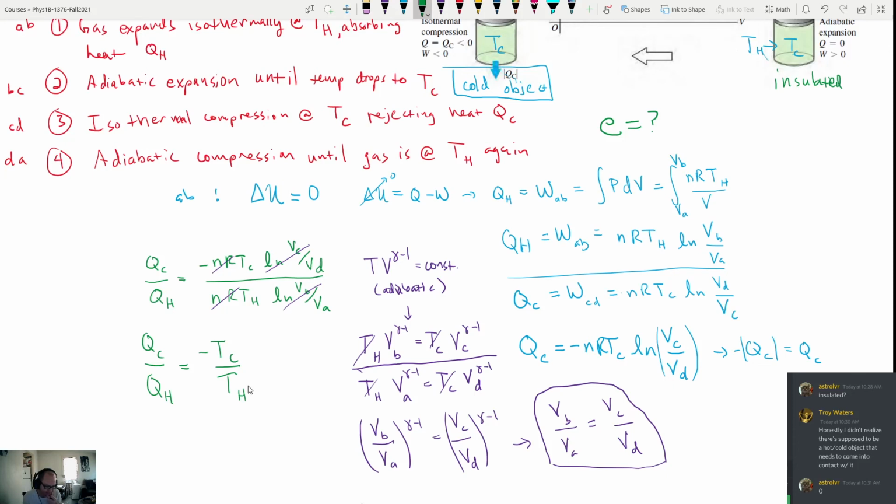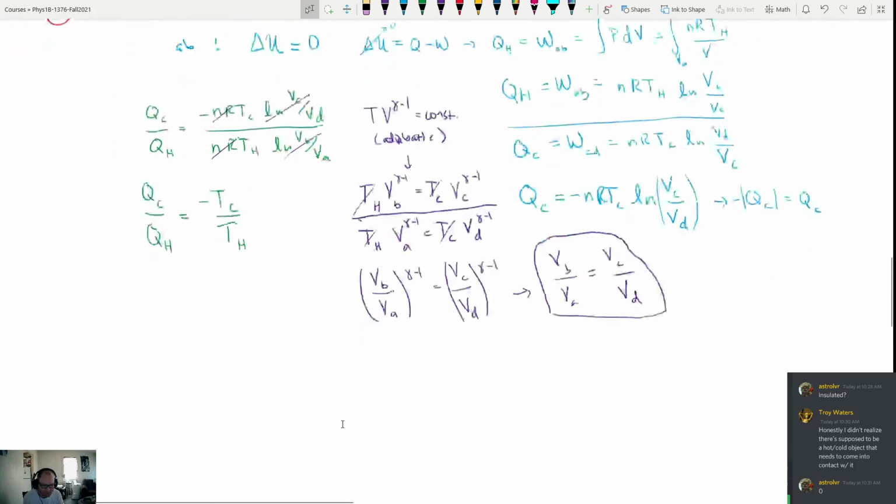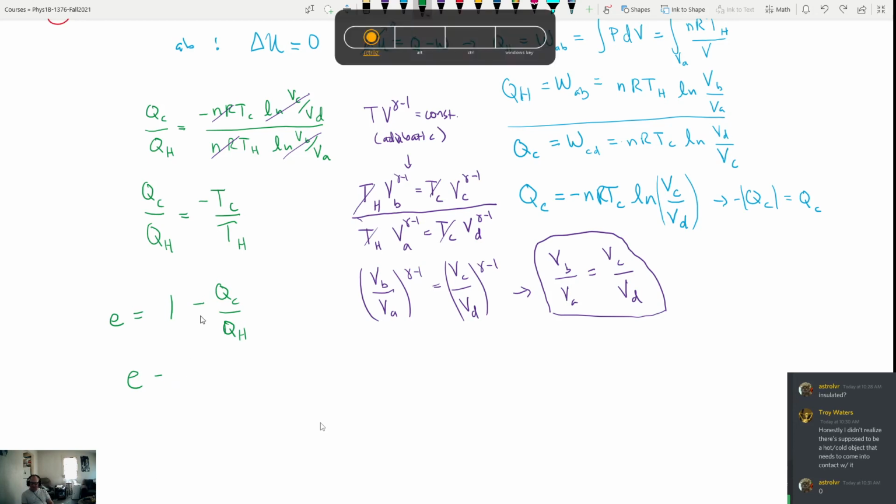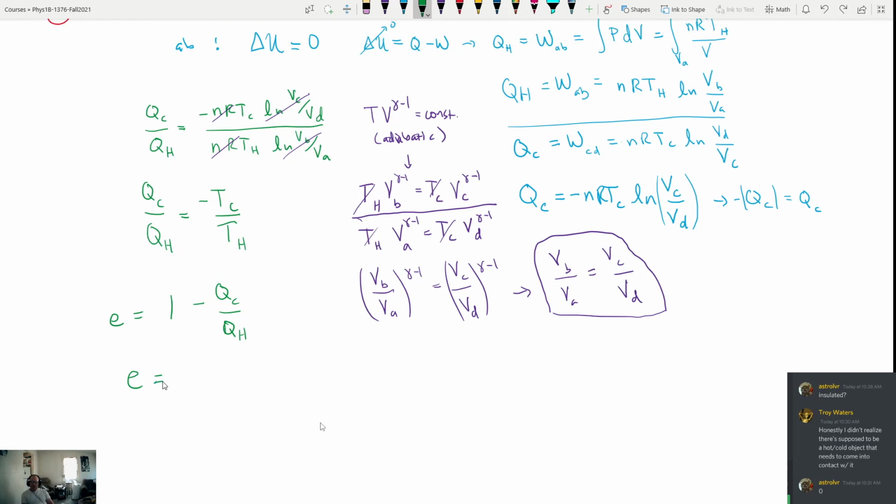And we can use that to make a statement about the efficiency now, because if we know what QC over QH is equal to, then we can say that the efficiency of our engine is going to be equal to 1. It would normally be 1 minus QC over QH. But in our case, that efficiency is also equal to, it would be 1 plus this, I think. That can't be right. It has to be minus, right? This is where things get confusing. What was our definition of the engine? Was it this? It had to be something like this, right? That was our efficiency definition? Does that look right to you all?